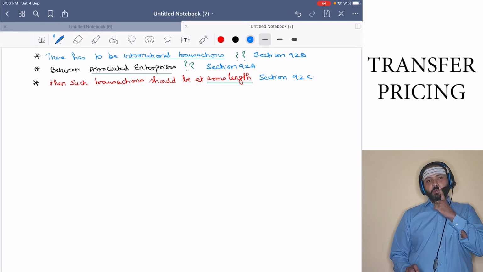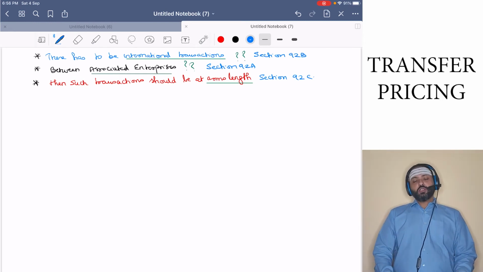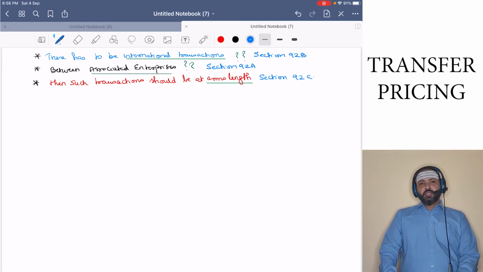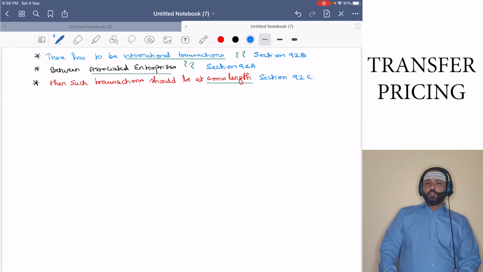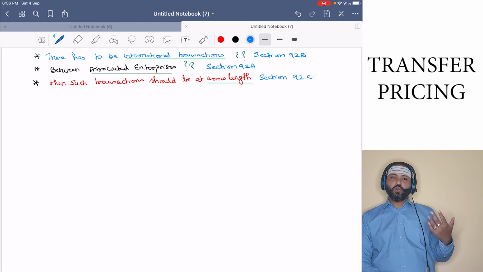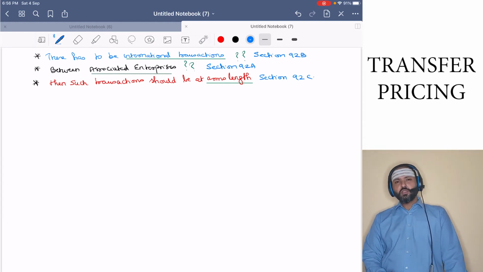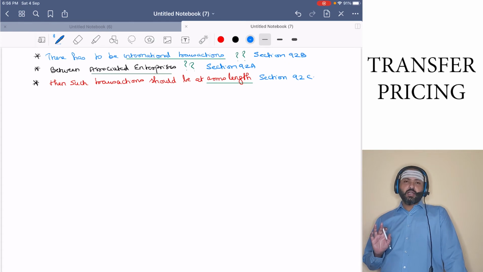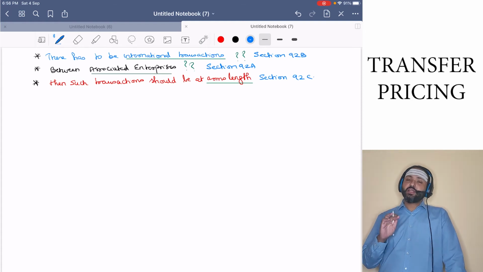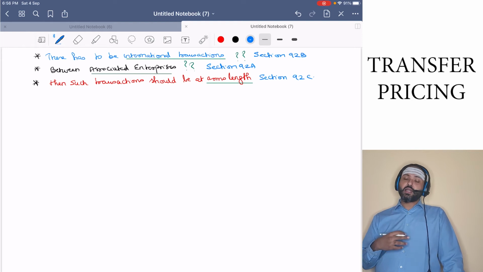Our focus today will be towards understanding the provisions of section 92A and 92B. The next session we will go into understanding 92C. Now before knowing what is an international transaction, we should first understand what is associated enterprises. Why? Only associated enterprises based international transaction require our understanding towards arm's length pricing.